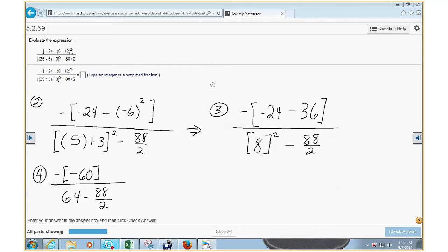Okay, so what is negative? Put a 1 right here. What's negative 1 times negative 60? $128 over 2 minus 88 over 2. Don't ask me what I did, because you should know. What do you have to have to add or subtract fractions? Common denominator. It's been a whole section on that. Huh?